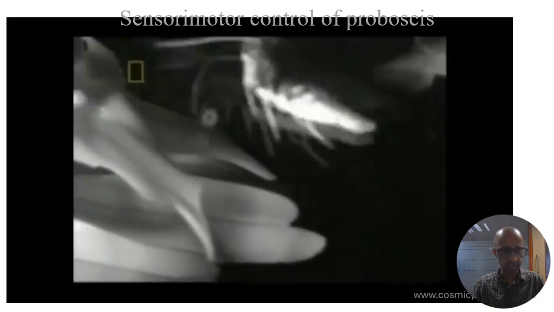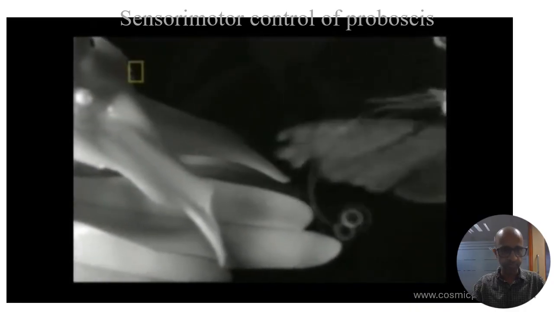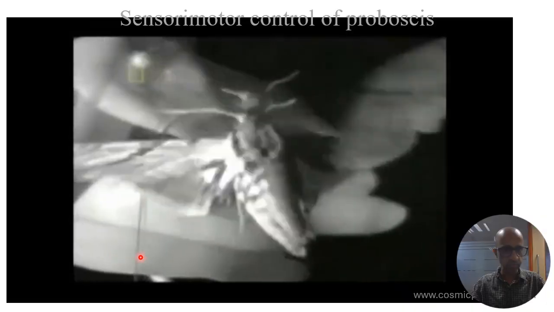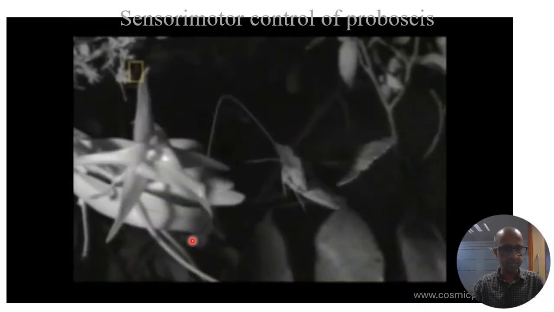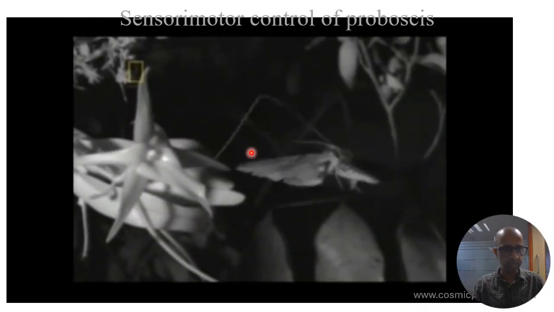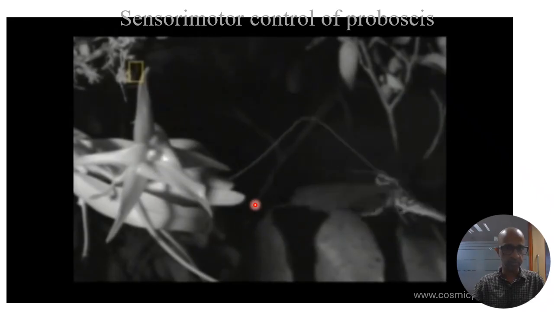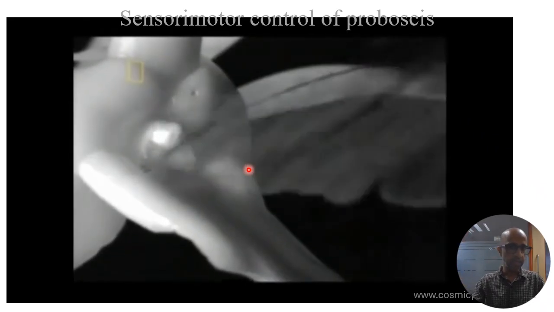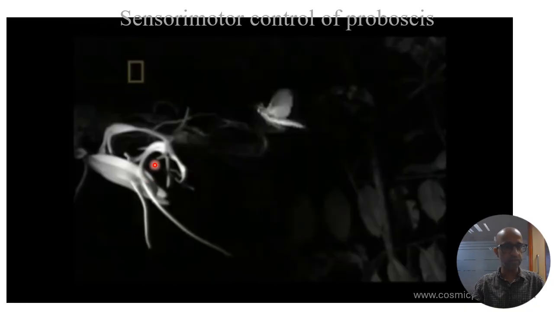This moth is flying around. You see this rolled up proboscis. It slowly starts getting extended as the moth approaches the flower. This is all hydraulics. The moth pressurizes the proboscis, the proboscis opens up, and then finally the moth manages to localize where the hole for the nectar is in the flower, and pushes the proboscis in.